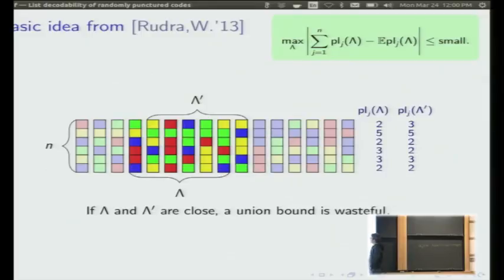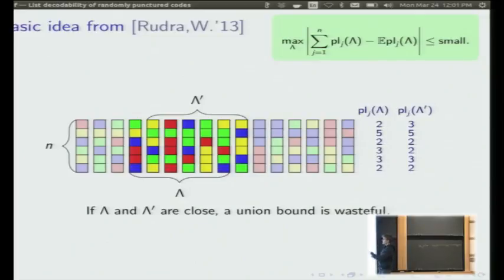So here's the basic idea. A union bound doesn't work, but a union bound is incredibly wasteful for the following reason. Suppose that I have two sets lambda of code words. So let's say I take this set here and this set here, which overlaps with it a lot. And I look at those pluralities, the pluralities of each row. Again, these are random variables which depend on the choice of rows that I took. So here I've written down the pluralities for this particular case.